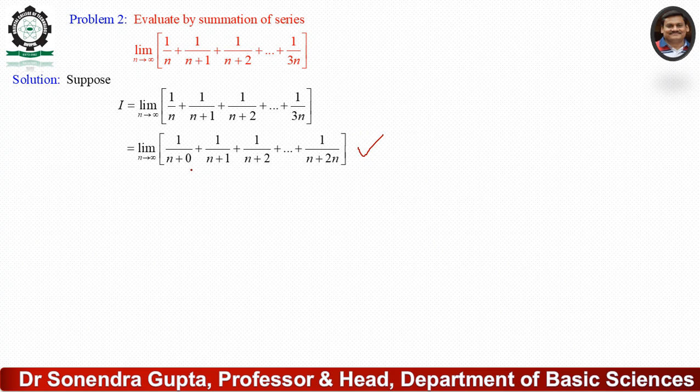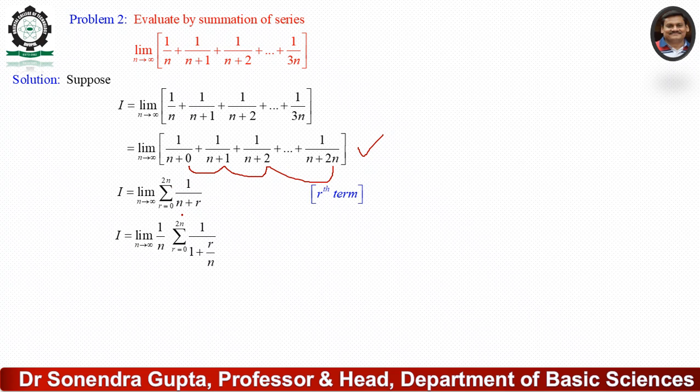Here we can see 0, 1, 2 and 2n. Therefore the value of r changes from 0 to 2n. Then in terms of the summation, we can write limit n tends to infinity, r equal to 0 to 2n, 1 upon n plus r. Again taking the value n common, which is equal to 1 upon n, r equal to 0 to 2n, 1 upon 1 plus r upon n. Now call this equation number 1.